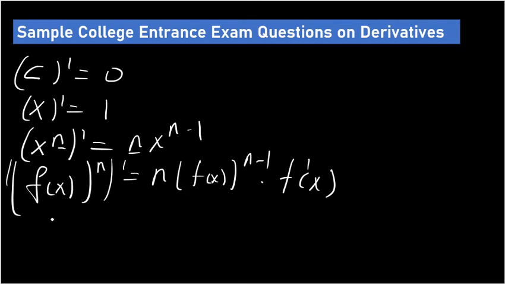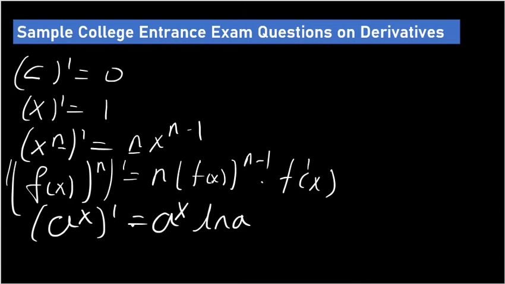And then the other one, if it is an exponential function, the derivative of a to the power of x, the outcome will be a to the power of x itself, but times ln a. And e to the power of x is a special function. The derivative of e to the power of x is e to the power of x itself. Again, don't forget the chain rule.